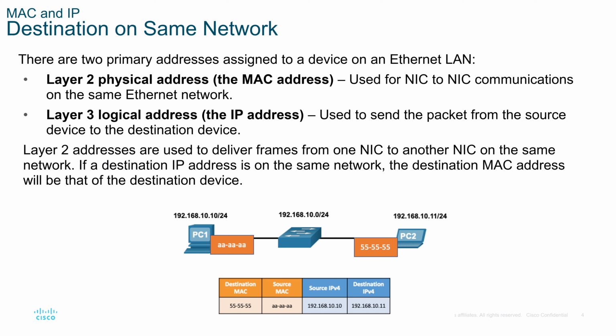There are two primary addresses assigned to a device on an Ethernet LAN: the layer 2 physical address, which is the MAC address, and the layer 3 logical address, which is the IP address. The layer 2 MAC address is used for network interface card to network interface card communications on the same Ethernet network, while the layer 3 logical address, the IP address, is used to send packets from the source device to a destination device. The layer 2 addresses are used to deliver frames from one network to another network.